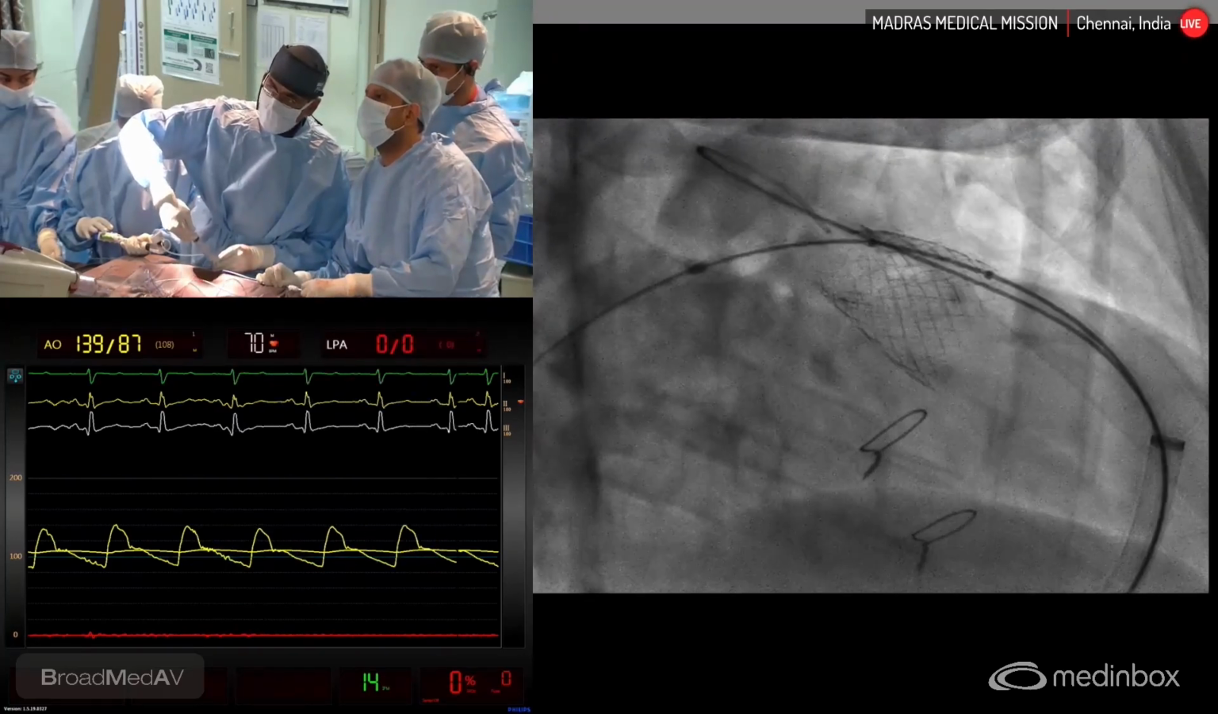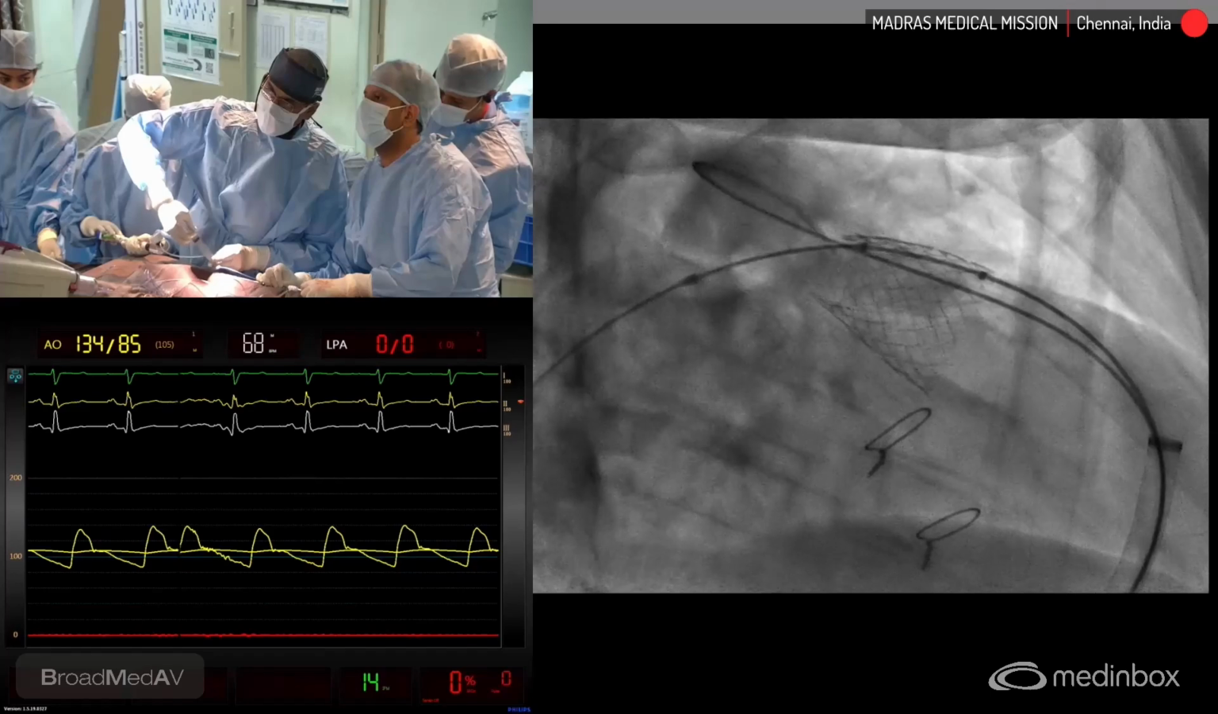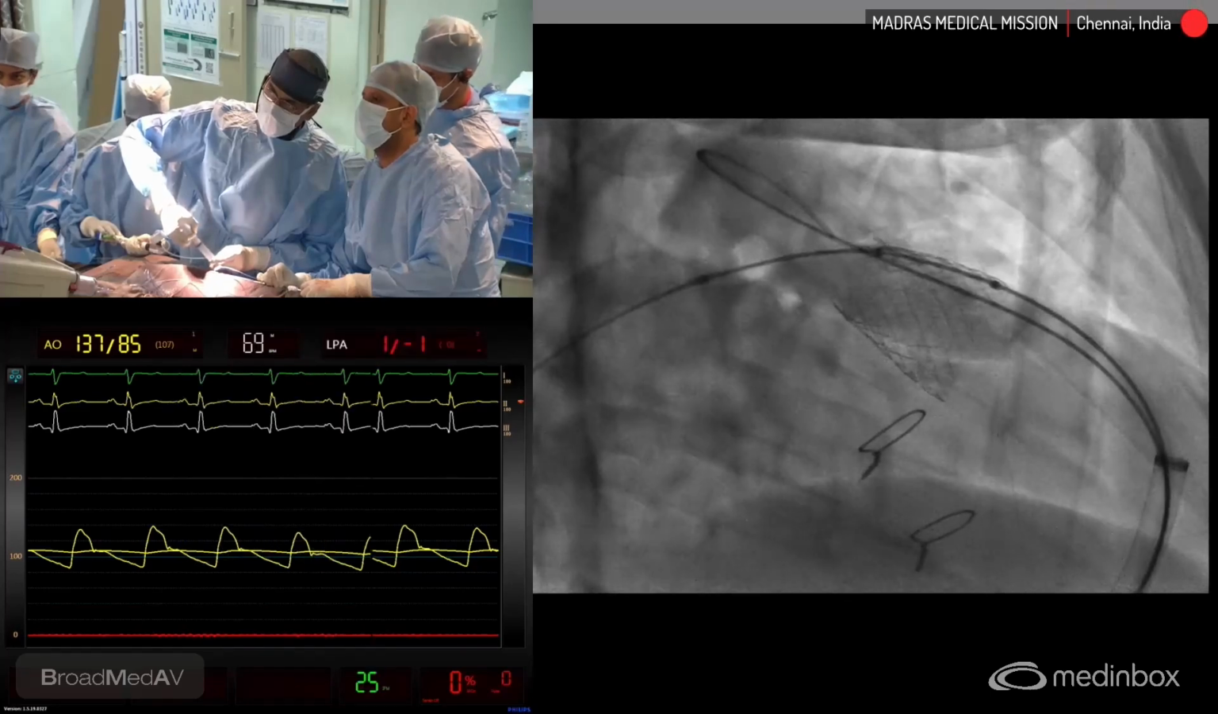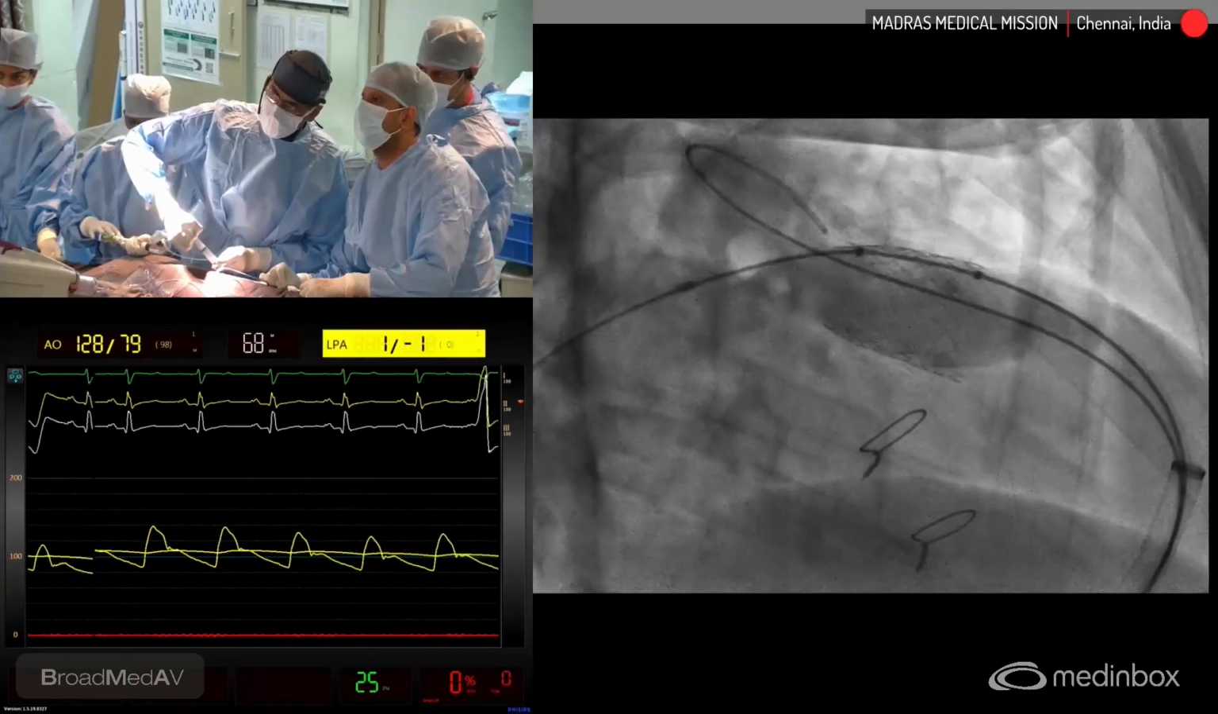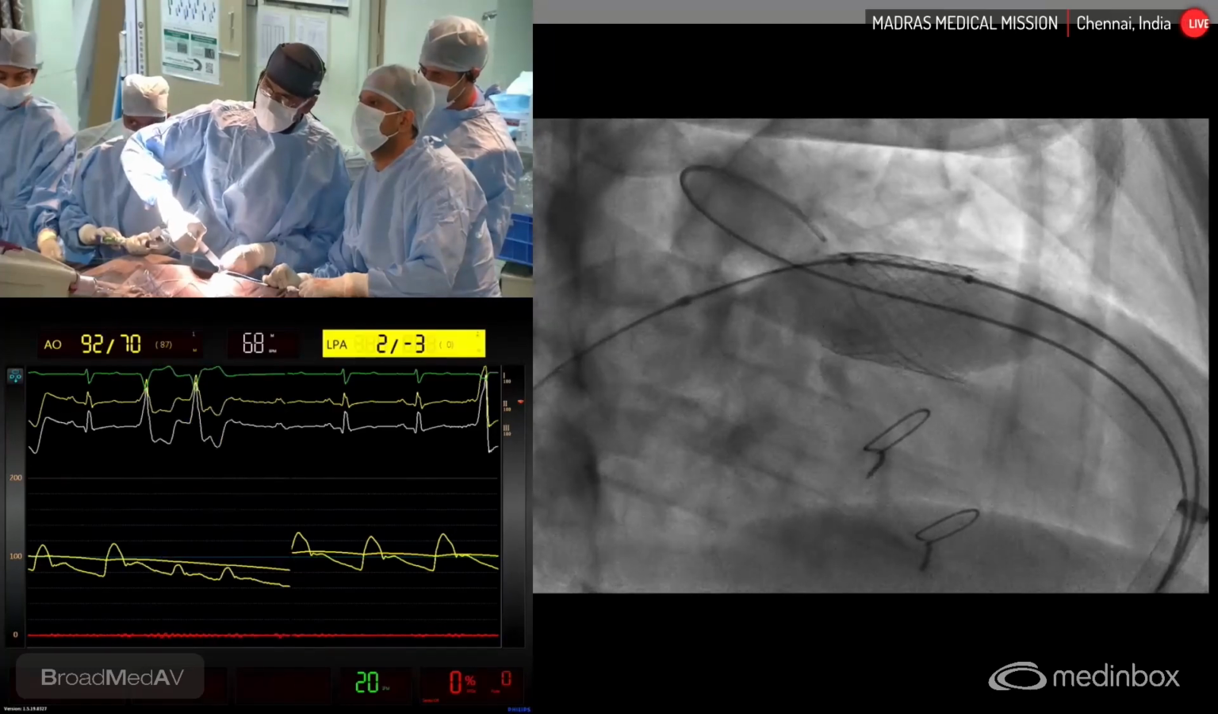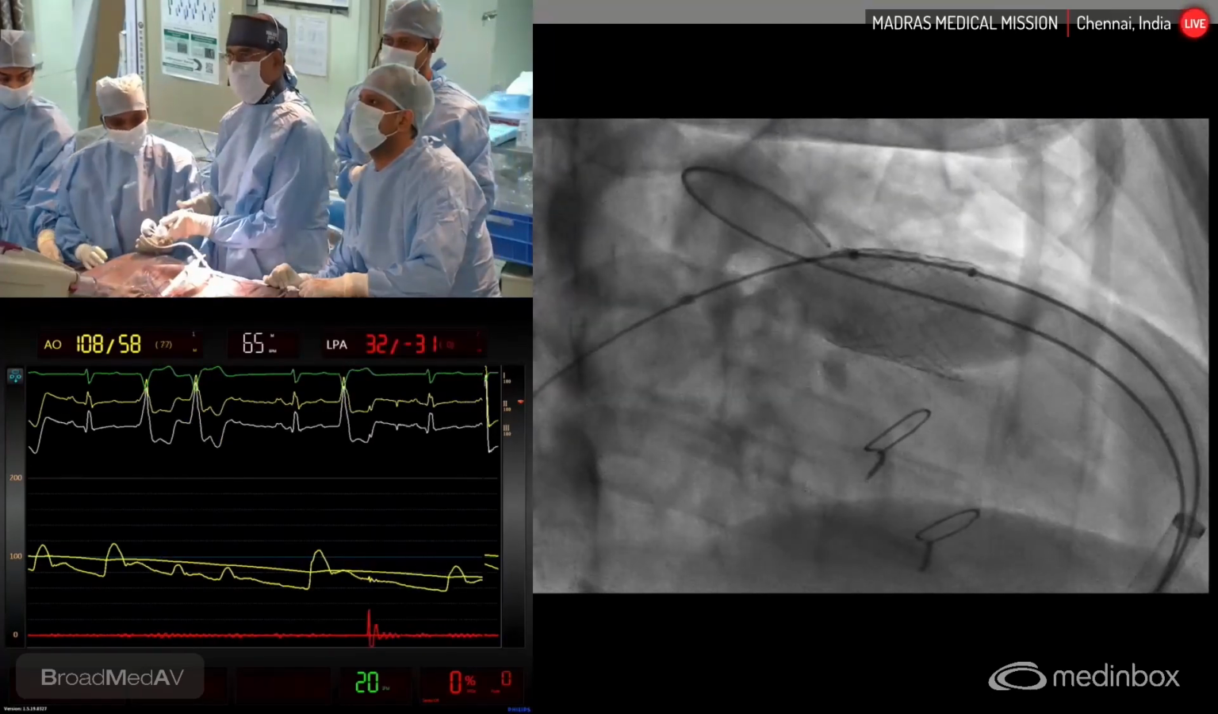So I'm slowly inflating the Atlas Gold. Keep it pushed forward. Keep it pushed forward. So now tell me the numbers.